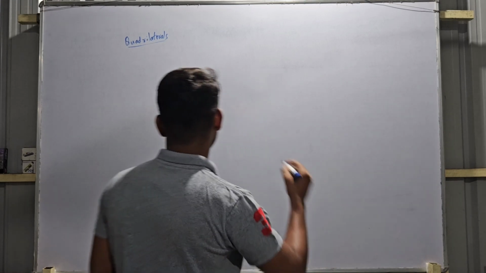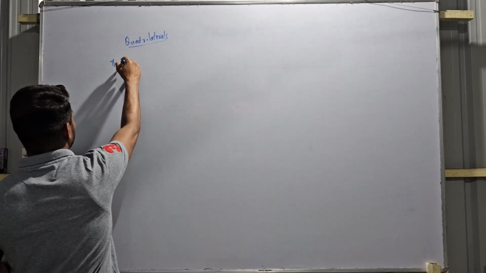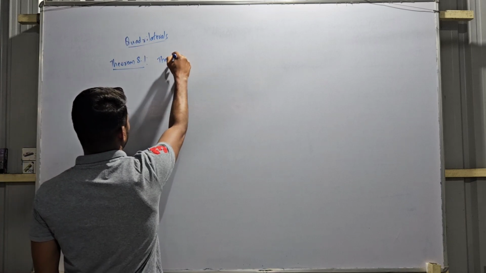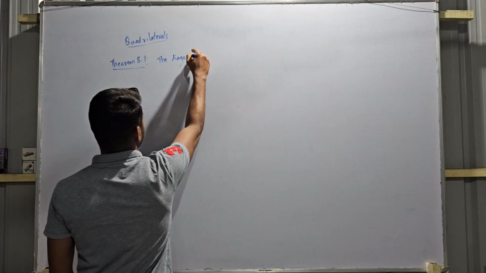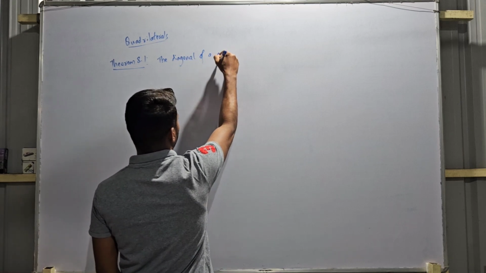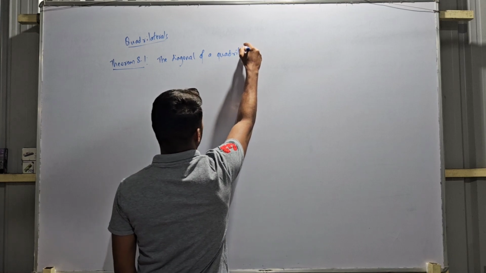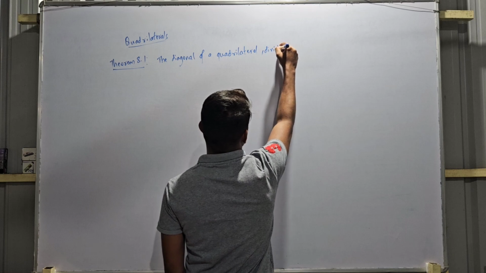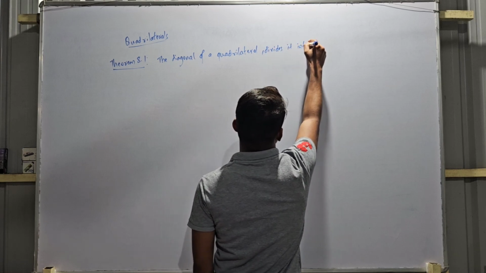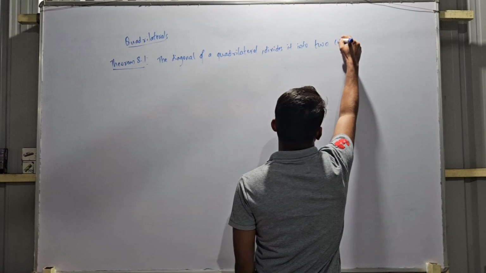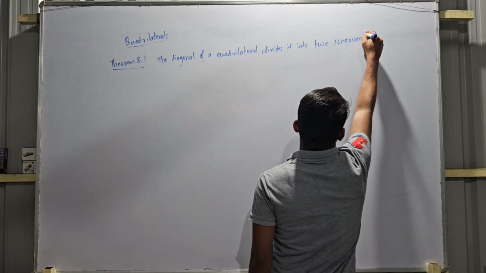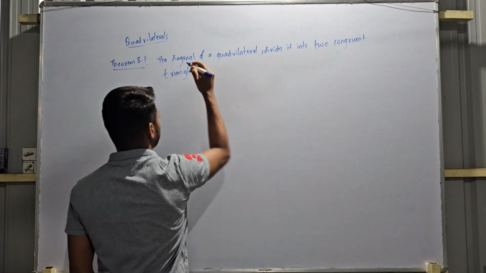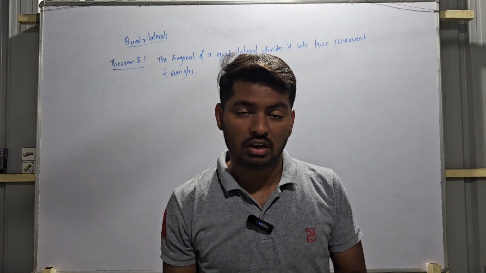Okay. So the first theorem statement is theorem 8.1. The diagonal of a quadrilateral divides it into two congruent triangles.